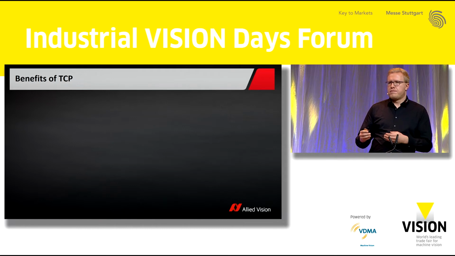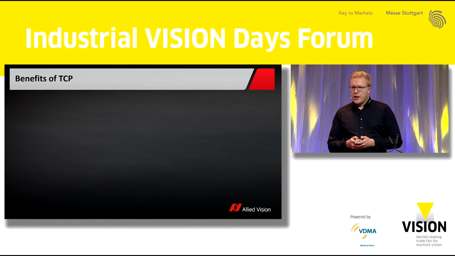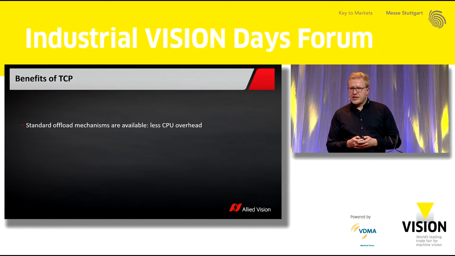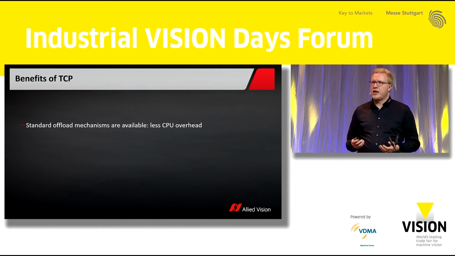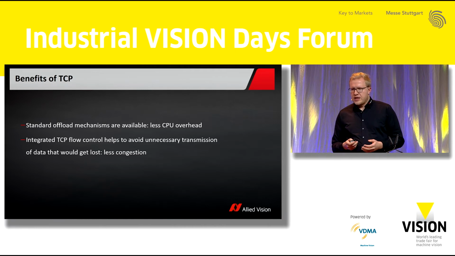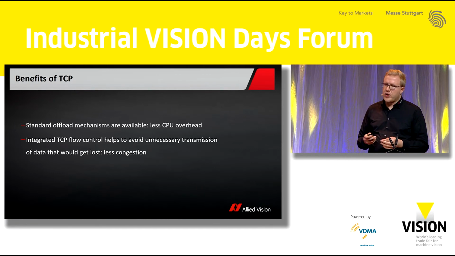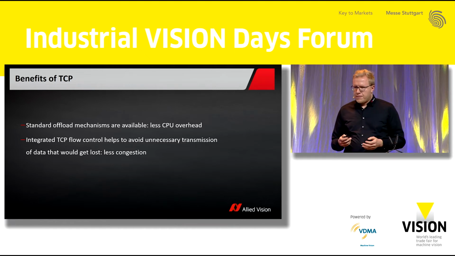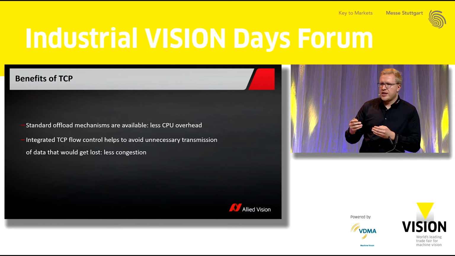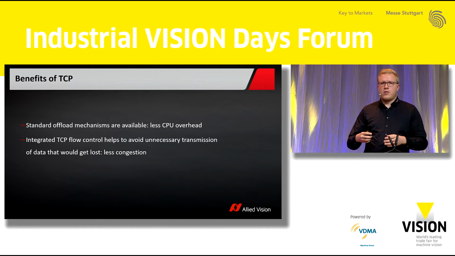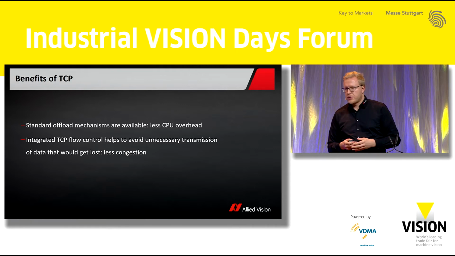So let's go more into detail about the benefits of TCP, because that was just a really basic mechanism of how it works. There are standard offload mechanisms available, which means less CPU load. I will go more into detail about that in the next slide. The integrated TCP flow control helps to avoid unnecessary transmission of data that would get lost on the way, so there's less congestion. And it's really important to understand that GigE Vision is a fallback solution for UDP with its packet resend mechanism, while with TCP it's part of the protocol itself, of the TCP streaming protocol.